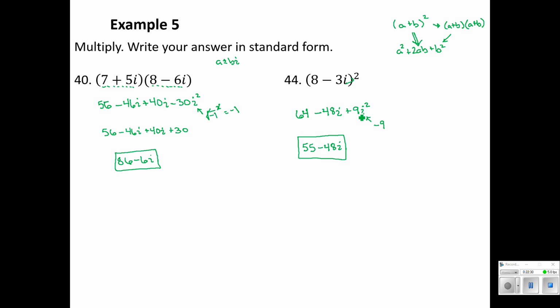And that's what we should expect, right? We're taking a number and squaring it. We should end up with another complex number.